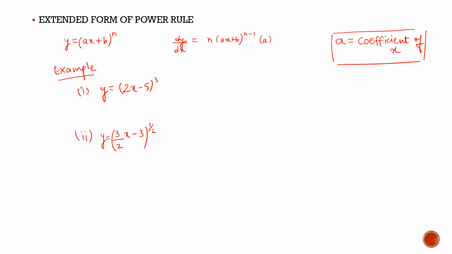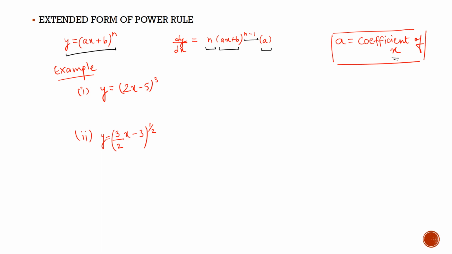It is the extended form of this rule only. For example, if we are given y of such type wherein we have a function of x, here the derivative will be the same way, that is the power n, then the function to the power n minus 1, and the coefficient of x. Here a is the coefficient of x.